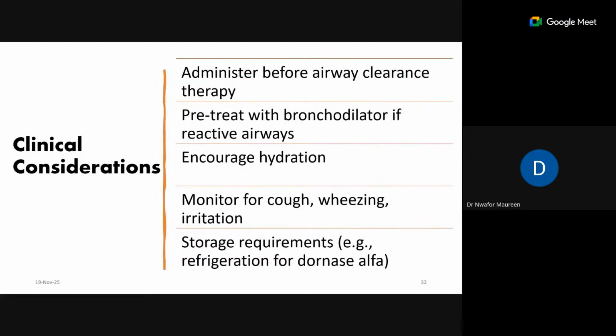Clinical consideration. I mentioned before the airway clearance therapy. As I said earlier, you pre-treat with the bronchodilators if reactive airways. Encourage hydration, especially when you use anticholinergic agents. Monitor for cough, wheezing, irritation. Storage is very important too. Store in refrigerator, especially for Dornase alpha. It's a type of mucoactive agent.